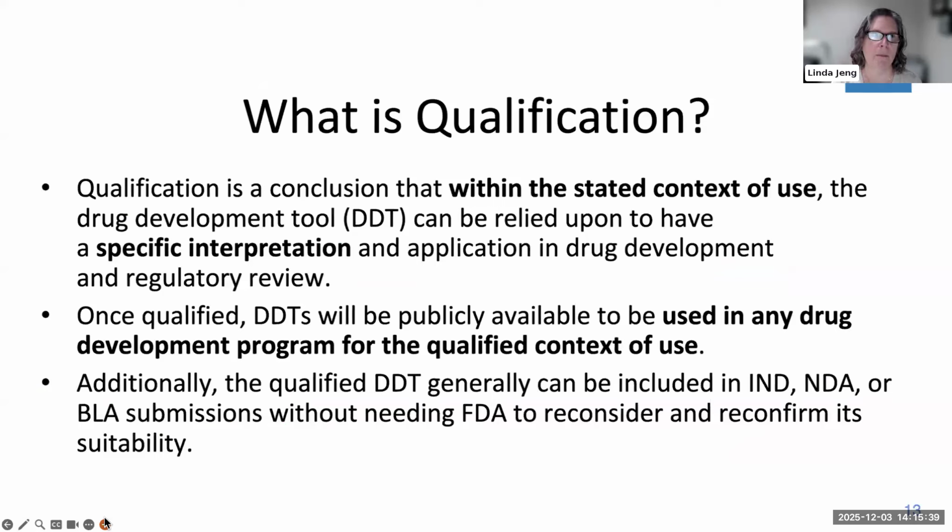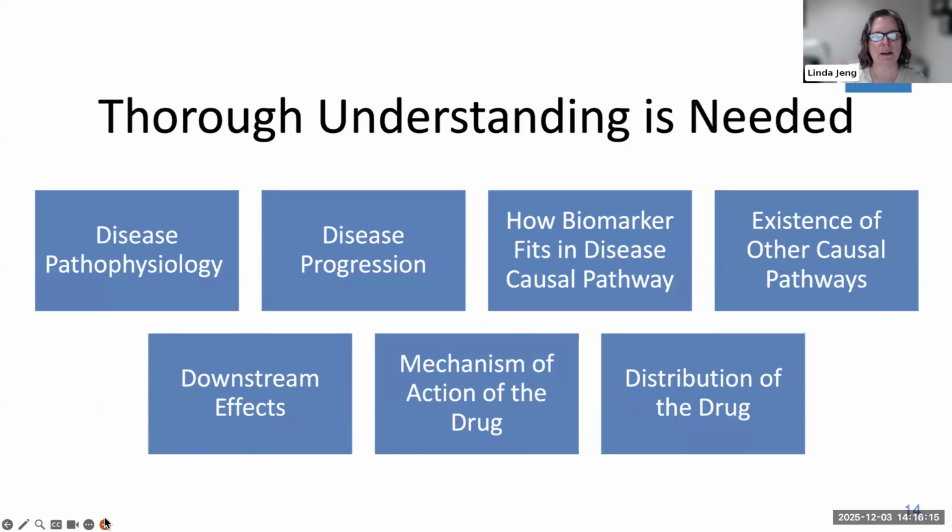I've alluded to it a little bit, but it's basically a conclusion that within the stated context of use, the tool or the biomarker can be relied upon to have a specific interpretation and application in drug development and regulatory review. So once it's qualified, it's publicly available and can be used in any drug development program, again, within the qualified context of use. And it can be included in INDs, NDAs, or BLA submissions without the FDA having to reevaluate and confirm its suitability.